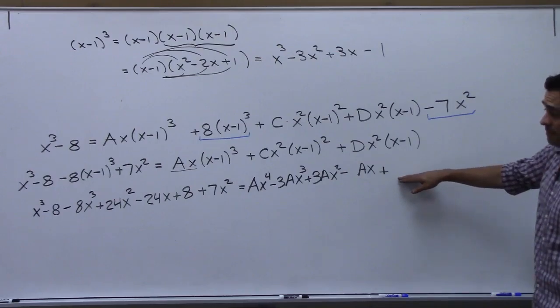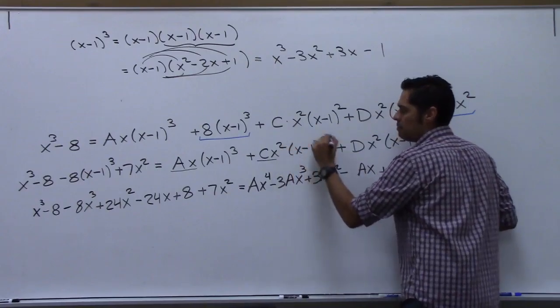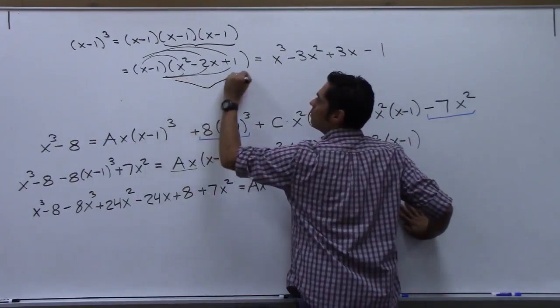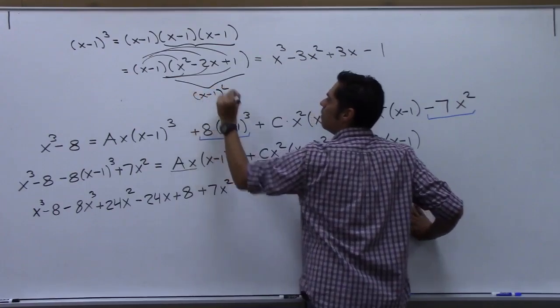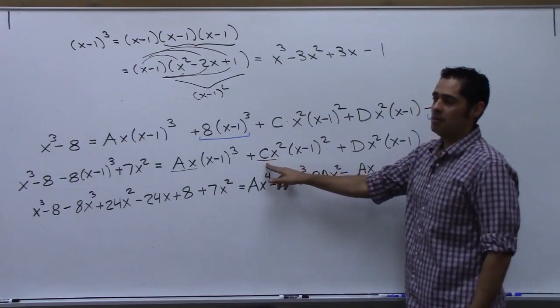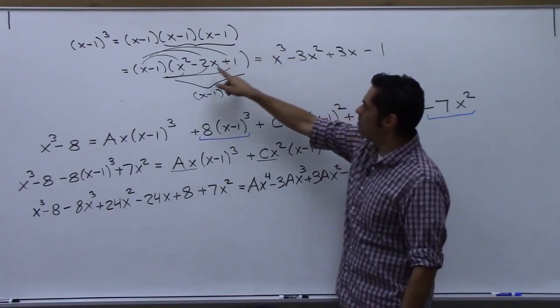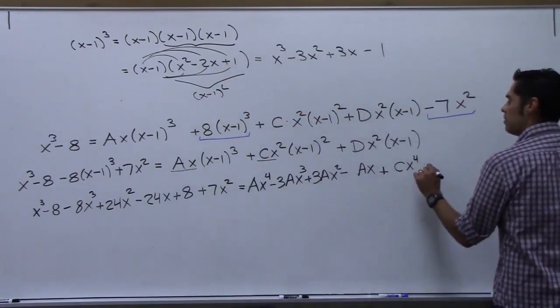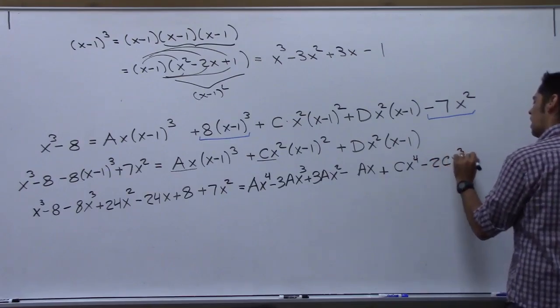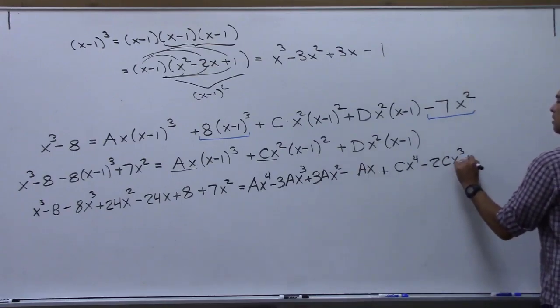All right, next thing. I need cx squared times this, right? This piece is this right here, that's x minus 1 squared. So multiply this times cx squared. What's cx squared times this? Cx to the 4th. What's cx squared times this? Negative 2cx cubed. And what is cx squared times 1? Just cx squared.